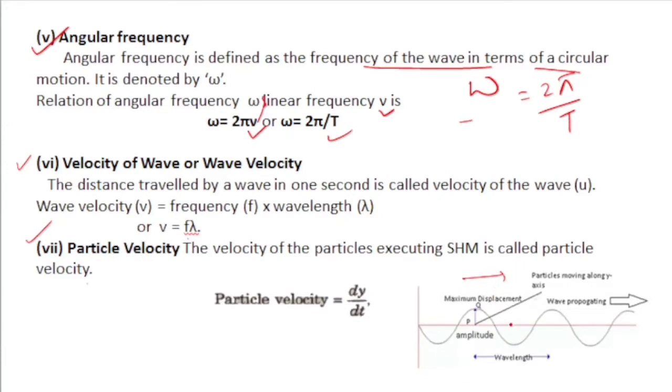So the velocity of the wave is constant throughout the motion. The distance traveled by a wave in 1 second is called the velocity of the wave, or wave velocity, and it is given by: wave velocity is equal to frequency into wavelength.